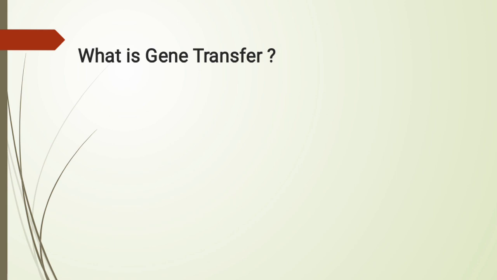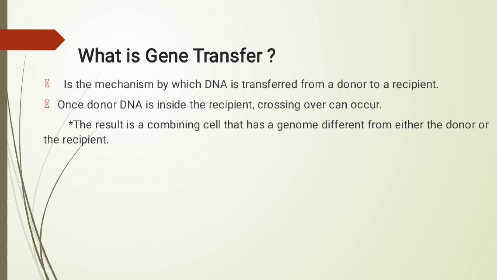What is gene transfer? Gene transfer is the mechanism by which DNA is transferred from a donor to a recipient. Once donor DNA is inside the recipient, crossing over can occur. The result is a recombinant cell that has a genome different from either the donor or the recipient.